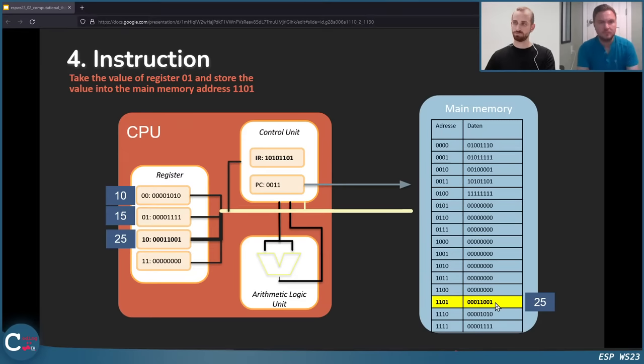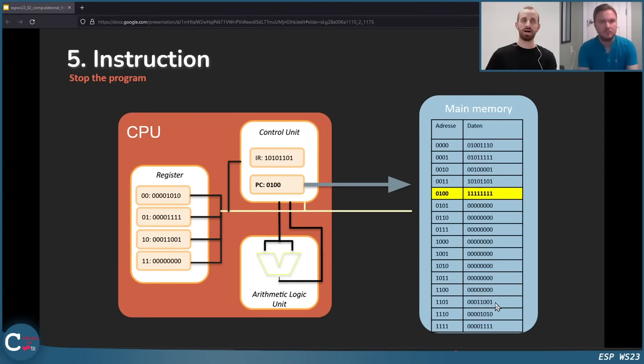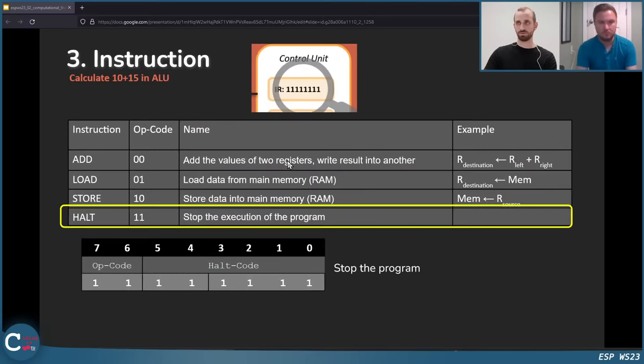So now we have written it back into the main memory, and there's one last thing every program should do: stop the program. Any program you have to stop, because otherwise it runs infinitely. So the last command is this 11111111. We load it again into the instruction register. We look in our instruction set. The first two bits are 1-1, which means we halt, or stop, the execution of the program. All the other bits are just something like a code.